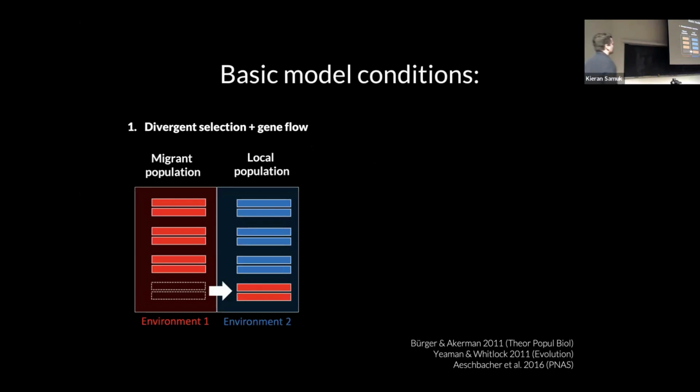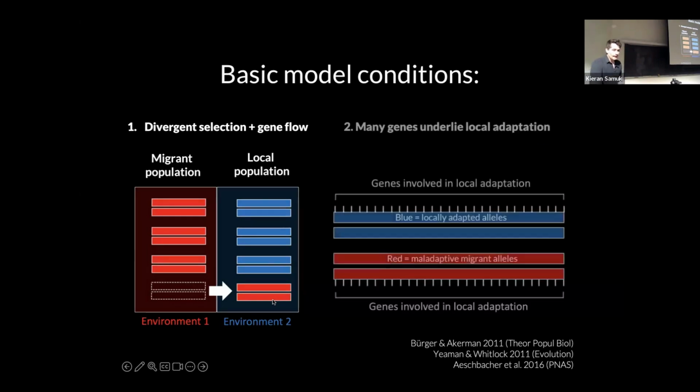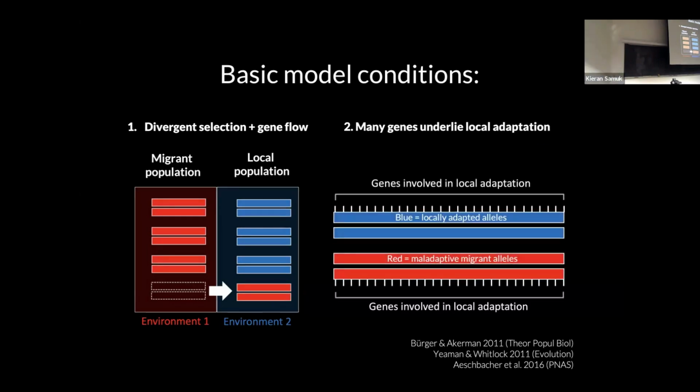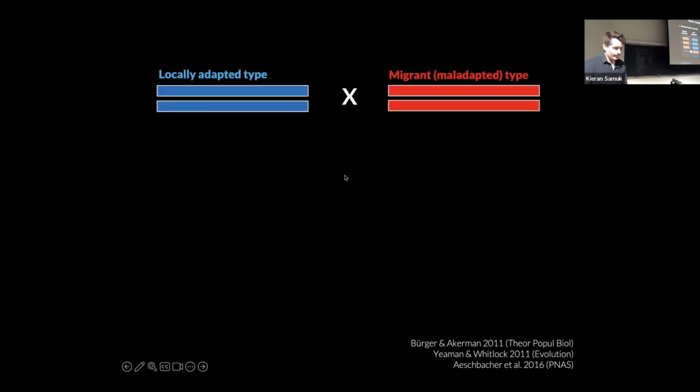So here are the basic conditions of the model. We have divergent selection with gene flow. That's the situation we talked about before. We have some migrant population that is migrating into another local population where those migrant alleles are disfavored. And the other implicit assumption of this idea is that there are many genes that underlie local adaptation. That is to say, local adaptation has a polygenic genetic architecture. And so we can just imagine that most of the genome is contributing in some way to local adaptation. So those are the two main assumptions that we're talking about here.